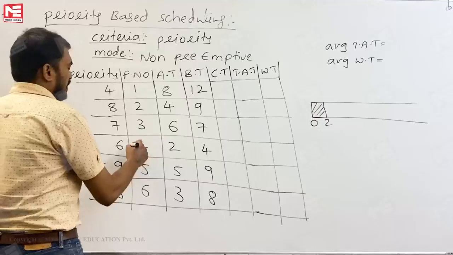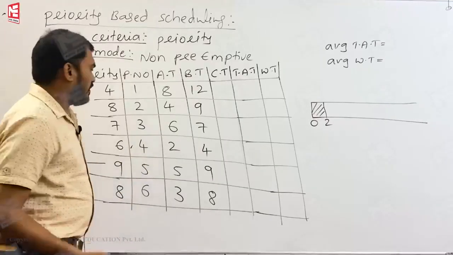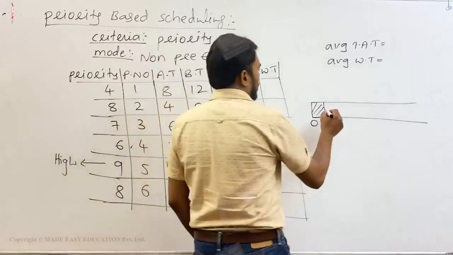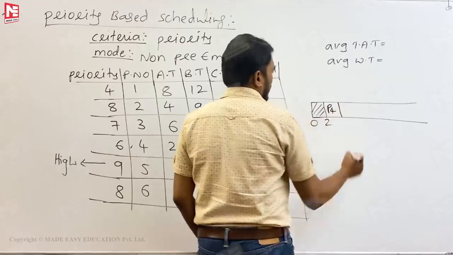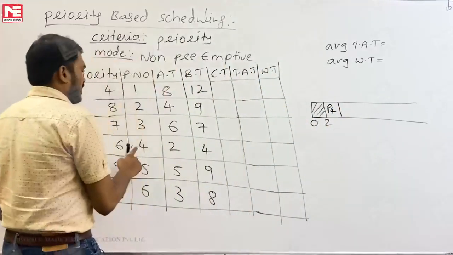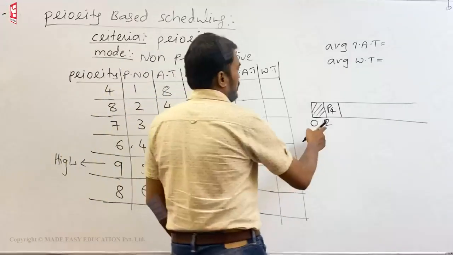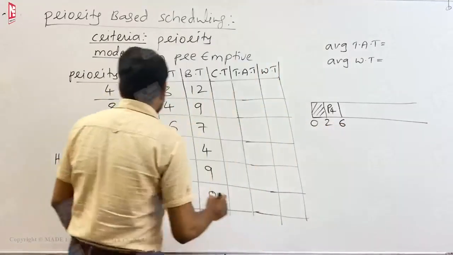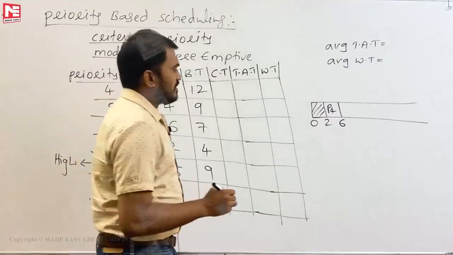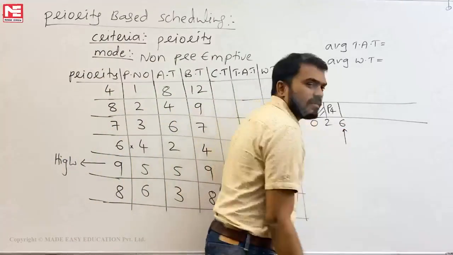So at time 2 only P4 is available. So only P4 is available, no confusion, directly start with P4 first. Now P4 requires how much here? 4. Okay, so directly execute 4 seconds. So 2 plus 4, how much is that? 6. Now the present time is 6.